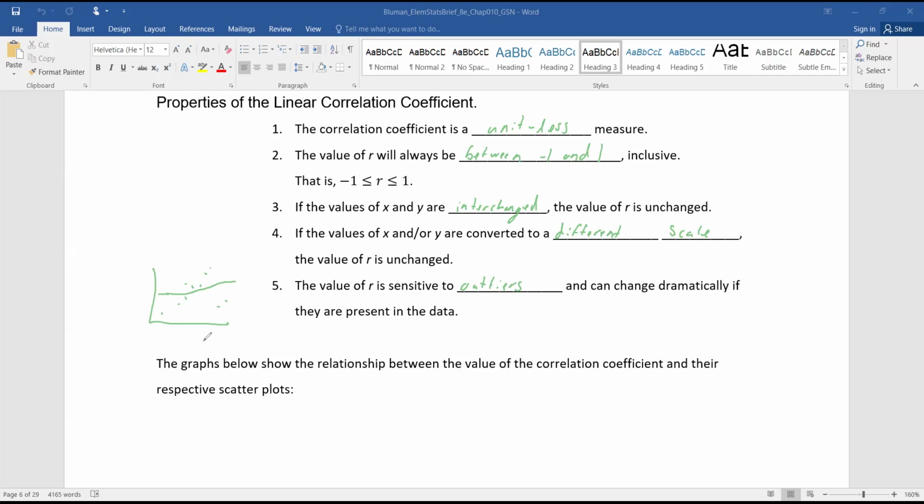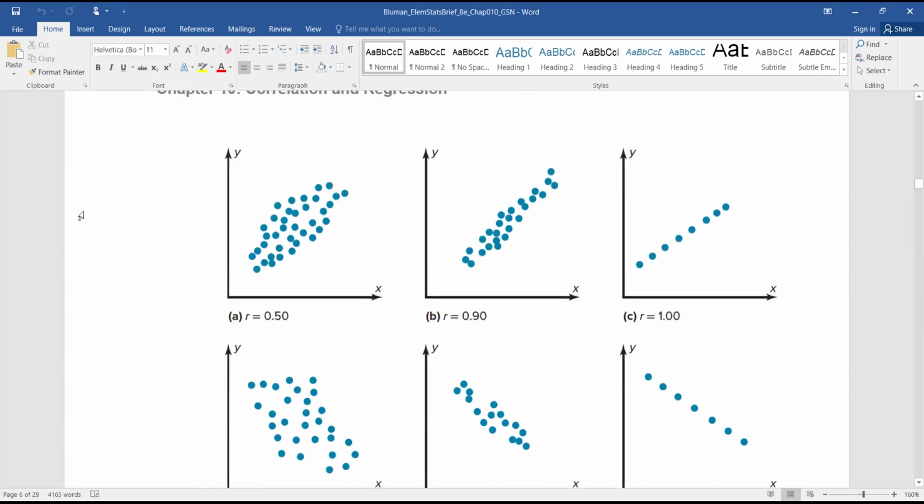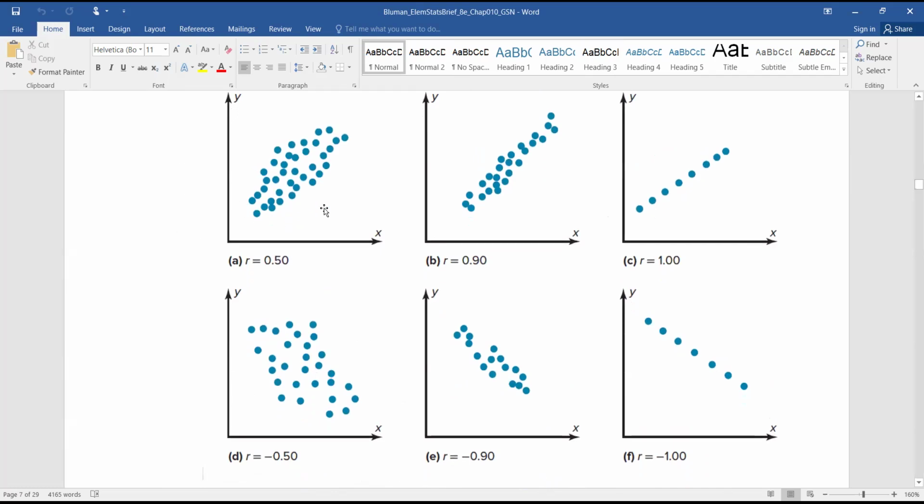All right, so let's look at some different examples of what graphs could look like. You'll see here, these are potential scatter plots. Instead of just being positive or negative, we can go a little bit more here. If r is 0.5, you can see it's a little bit more spread out. If r is 0.9, it's a little bit closer together. If r is a perfect 1, it's a perfect linear line.